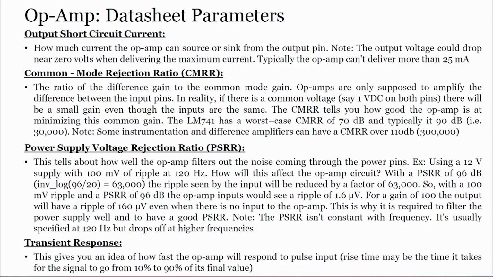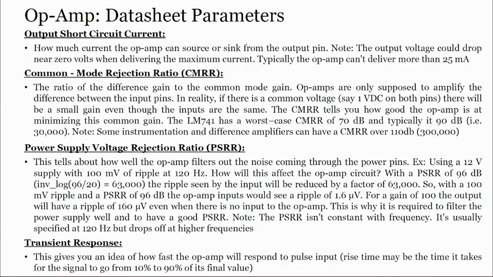Then we have seen the common mode rejection ratio. There is another parameter in the data sheet. What is this parameter? The ratio of the difference gain to the common mode gain, AD by ACM. We have seen that. CMRR should be extremely high.